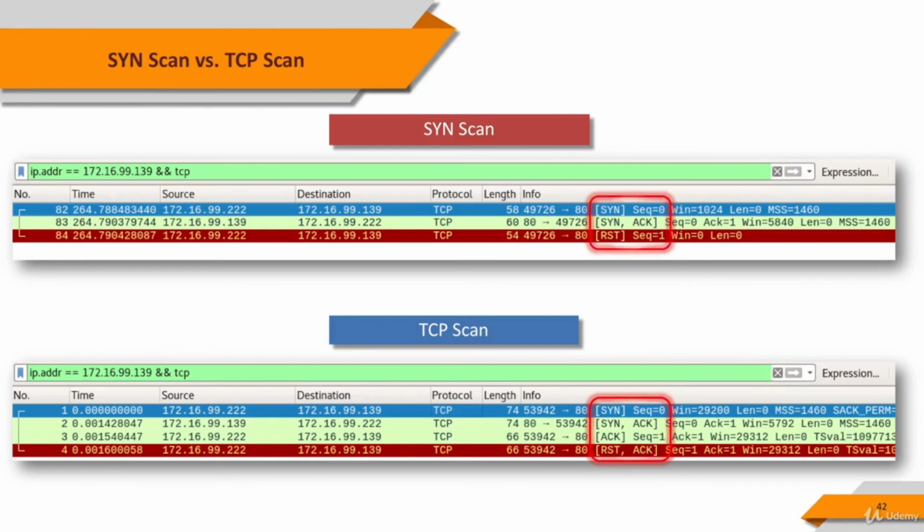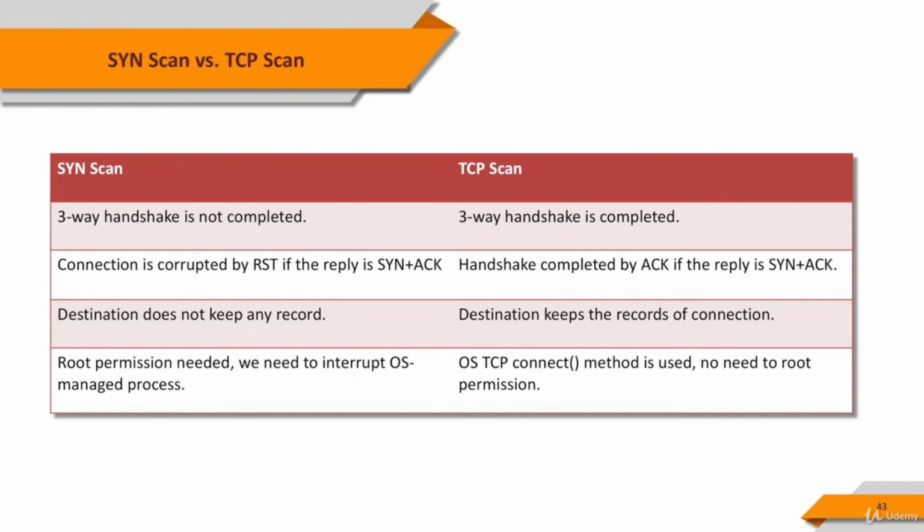So here we have a comparison between SYN scan packets and TCP scan packets for an open port. In SYN scan, Nmap has interrupted the 3-way handshake with a RST packet. In TCP scan, on the other hand, the 3-way handshake is completed and the communication is established. So let's see the differences between the SYN scan and the TCP scan in a table.